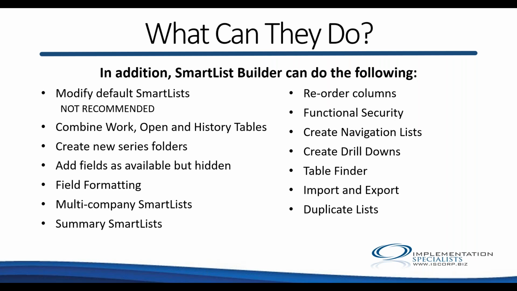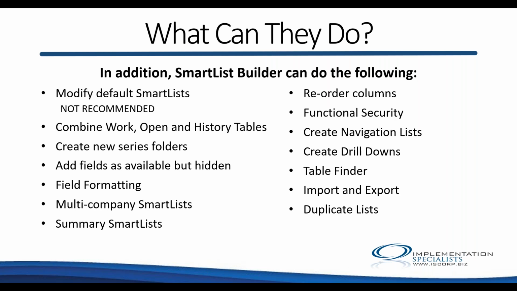Combine the work, open, and history tables. Those of you that do purchasing or sales, when you run the inquiries, you'll have the option to display open, work, and history. You can just do that here. Create new series folders, and I'll point that out. Over on the left, you'll have the folders sales, payroll, company, and the like. You can add additional ones there.